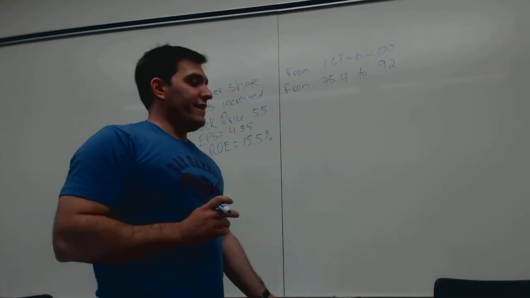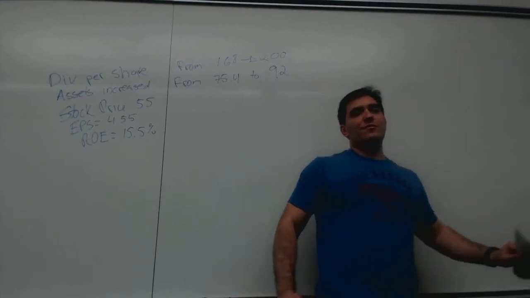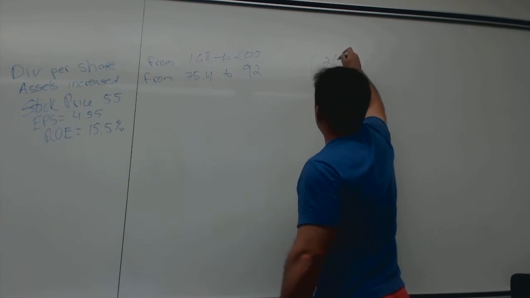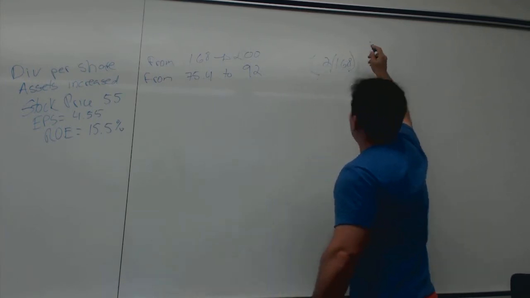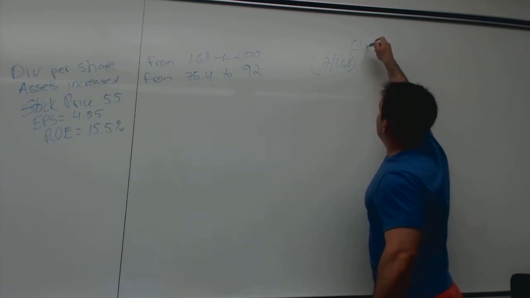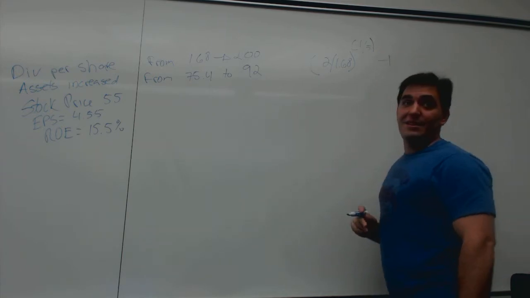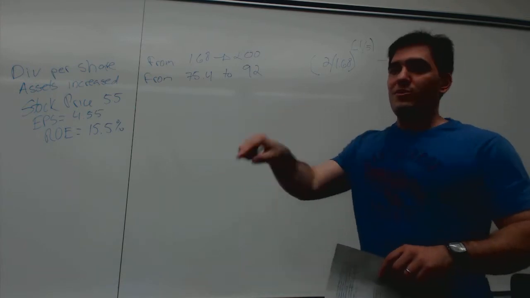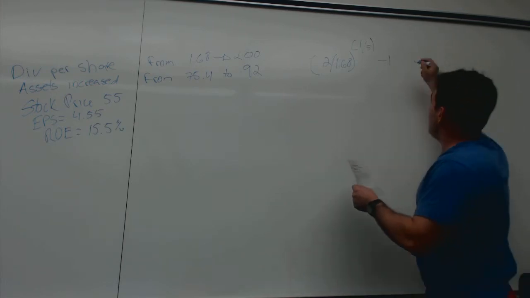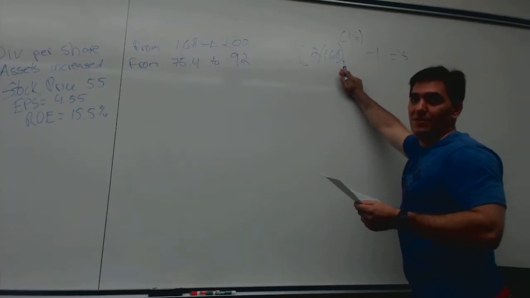For this, I use a different way. It's actually the same thing the calculator will use, but for me, it's easier. You say 2 divided by 1.68, and you take this to the power of 1 divided by 5, where 5 is the number of years, minus 1. That way you don't have to put future value, present value. I do it like this, and you will get the same result.